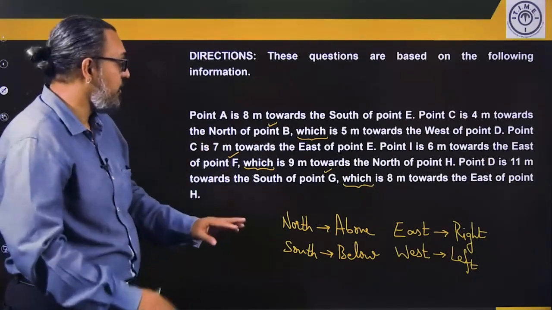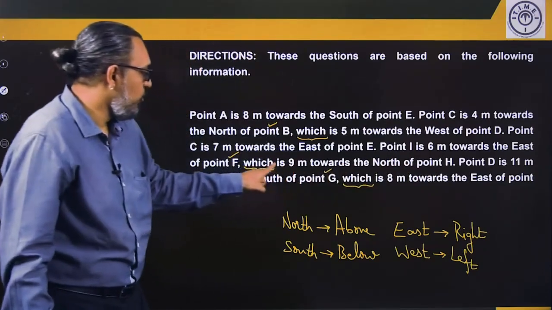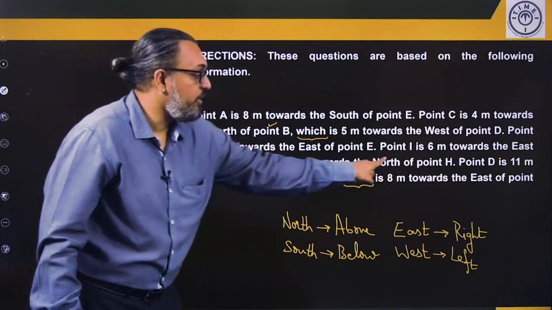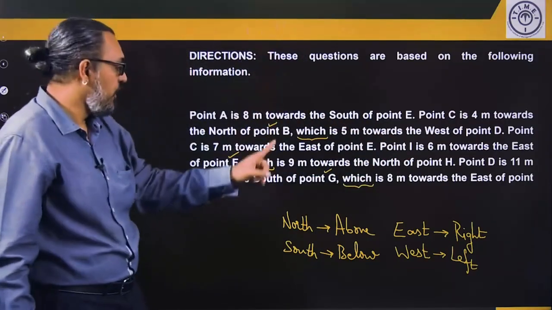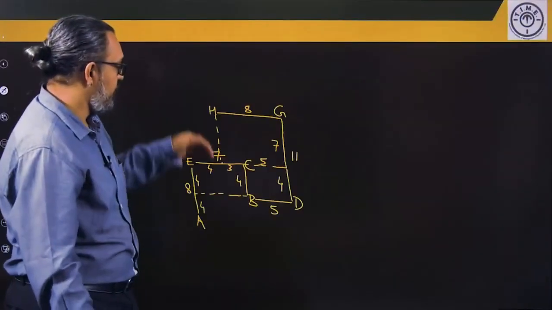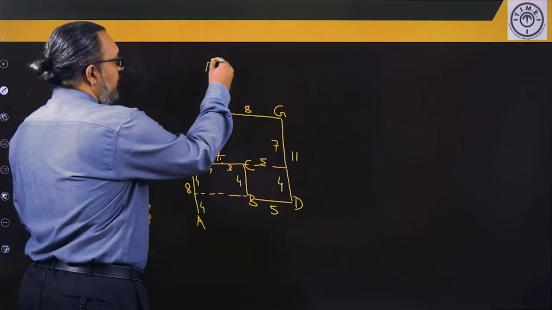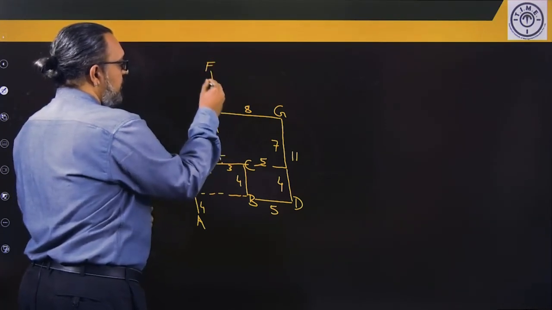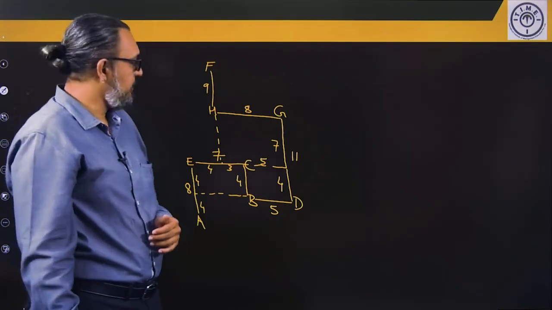Now once I have H, we can go back to the earlier line. See, first H is here, so we'll look into this. Which is 9 meters north of H, means F should be above H and the distance is 9 meters. So F is above H, okay, 9 meters. So we have F above H and it is 9 meters. Are you following that? Okay.